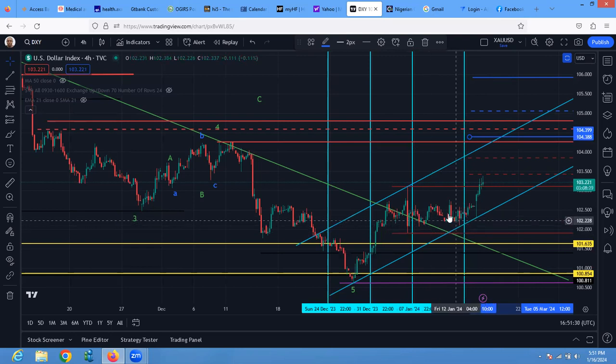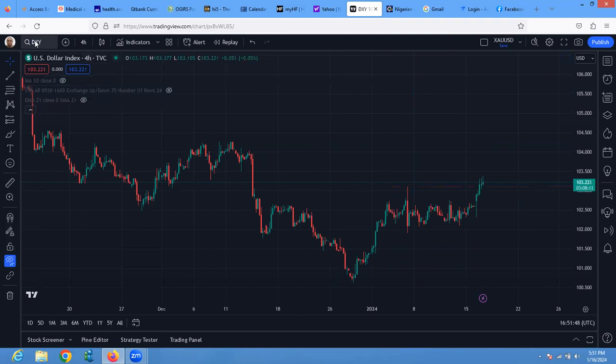This is a C of B, which is truncated like a running flat here. It's a C of B here. Then we now have a 1 and a 2, and we are going with 3 to the upside. So that is what we can see. Now going to euro dollar.